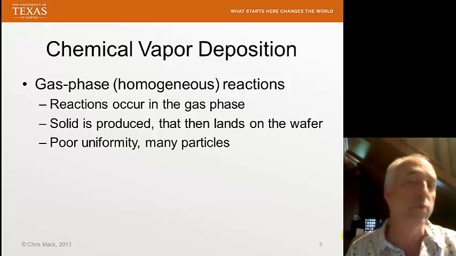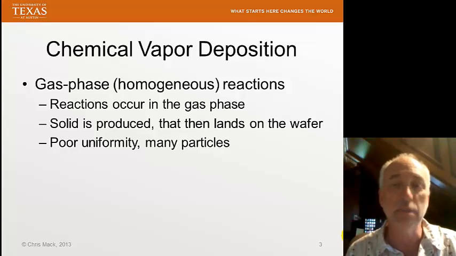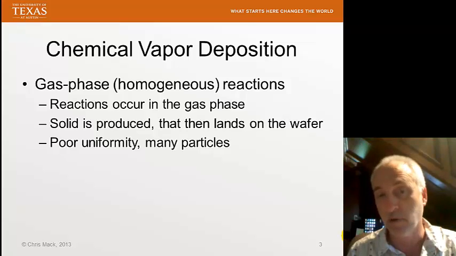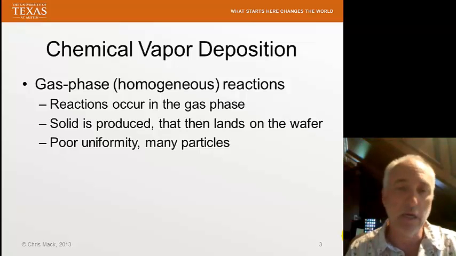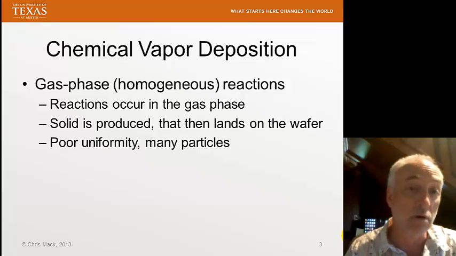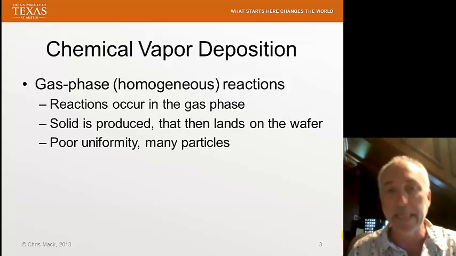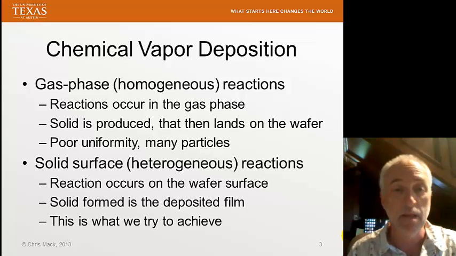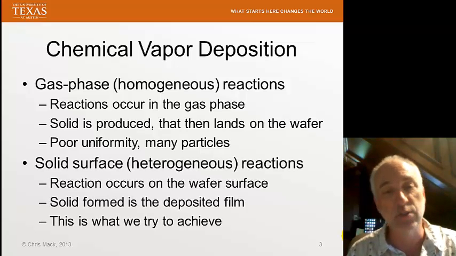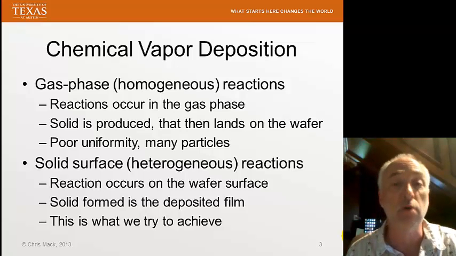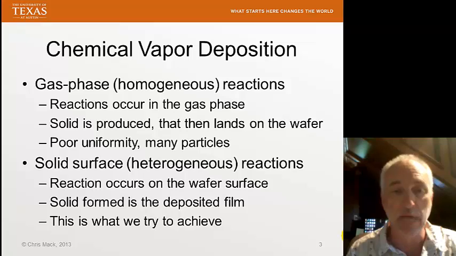The result is poor uniformity, lots of particles, and defects that are caused by these particles can be a real problem. So we tend to avoid at all costs, usually, any gas phase reactions that produce a solid. Instead, we want the reactions to occur on the wafer. The solid surface reaction is also called heterogeneous reactions.